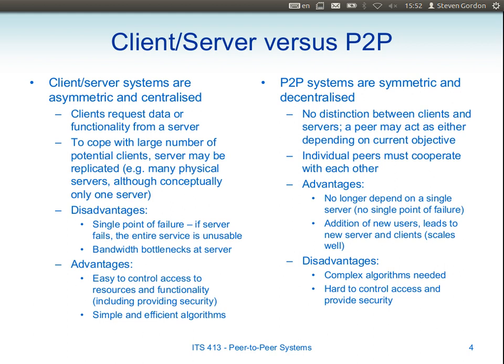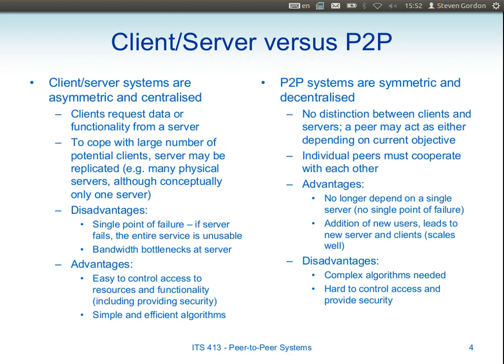The peers must cooperate with each other. Again, if we have this ability to transfer files and we have 10 clients, then the peers must allow those other peers to contact them and download the file from them. There must be some form of cooperation. The advantages of a peer-to-peer system compared to client-server are the opposite. The advantages are the negatives of the disadvantages.